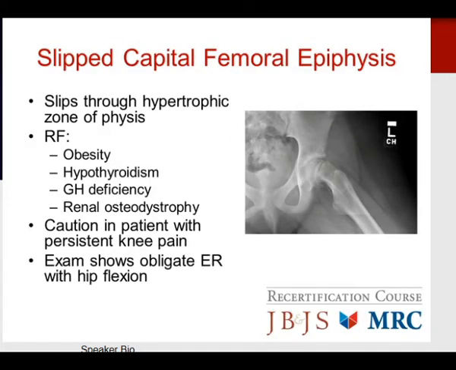Slipped capital femoral epiphysis refers to a slip through the hypertrophic zone of the physis. Risk factors include obesity as well as endocrine disorders like hypothyroidism and growth hormone deficiency. Additionally, a risk factor includes renal osteodystrophy. A very common test scenario is a child who's had persistent knee pain, especially an overweight child. Concomitant knee pain is often seen with a SCFE. Examination will show obligate external rotation with hip flexion.